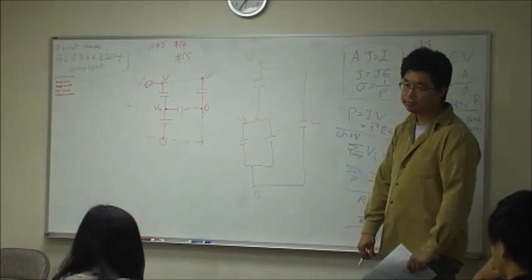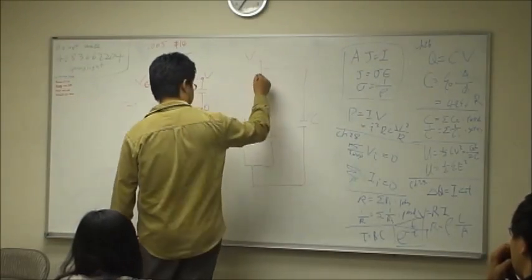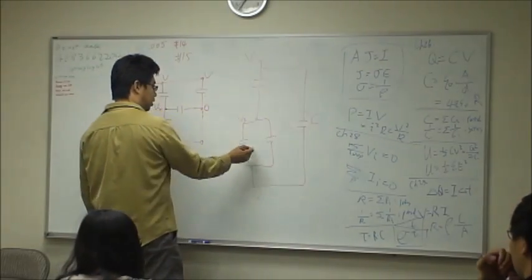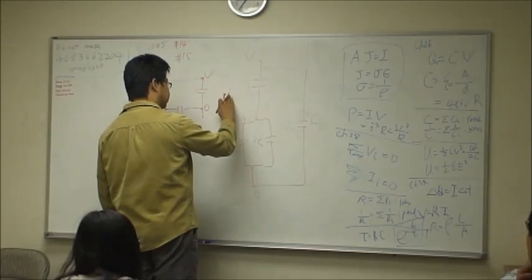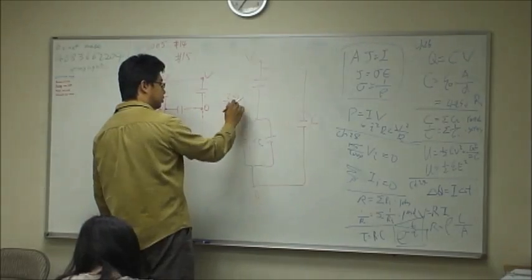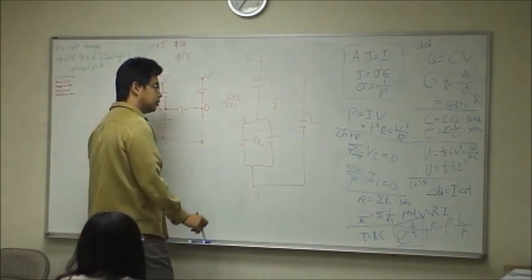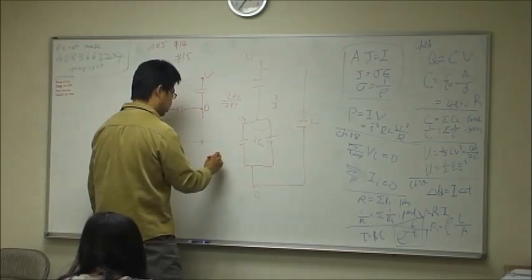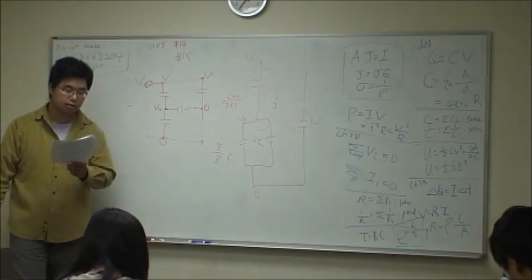Okay, it's clear, right? These two are parallel to each other, and then in series with this and parallel to this. Parallel to this is 2C. 2C and C: 2 times 1 over 1 plus 2, so this is 3 halves. I mean 2 thirds. See? In parallel with this, so it's 3/5 C. Okay? Answer should be answer B.